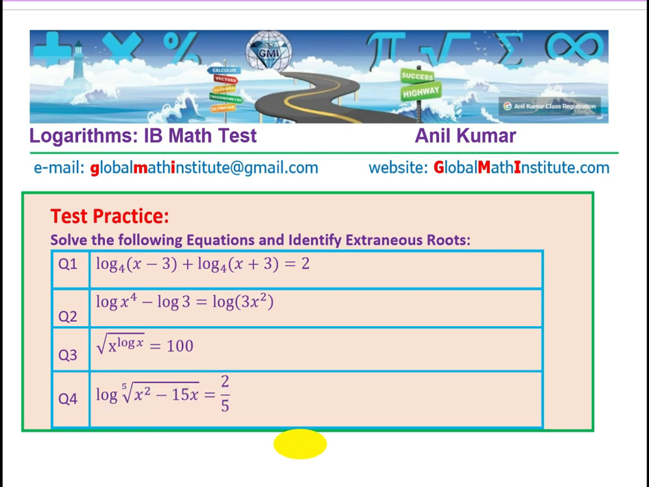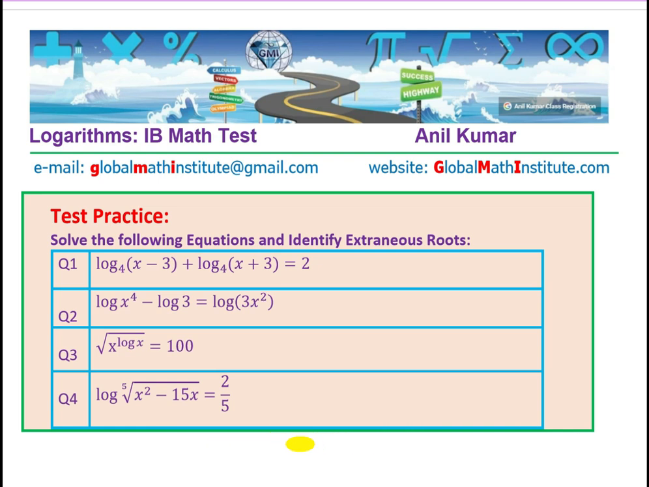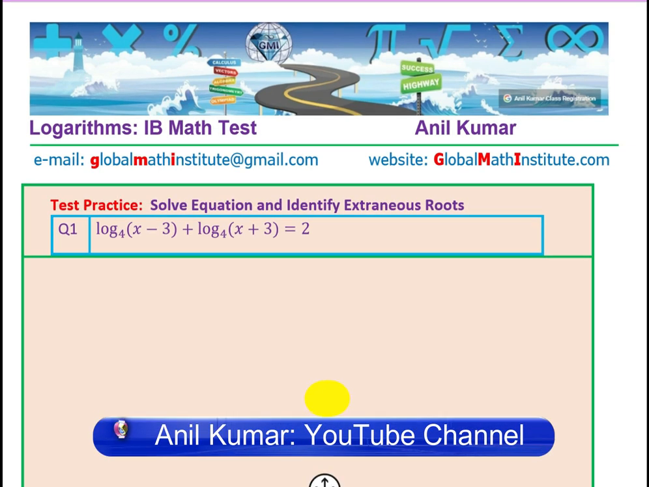And then question number 3, we have x to the power of log of x within a square root. And question number 4 has a radical. We have a fifth root, right? So now let's solve them one by one. This is a very good variety and I'm sure you all will love it.